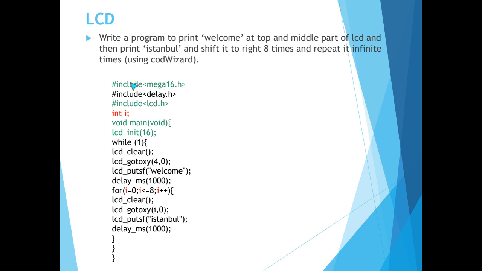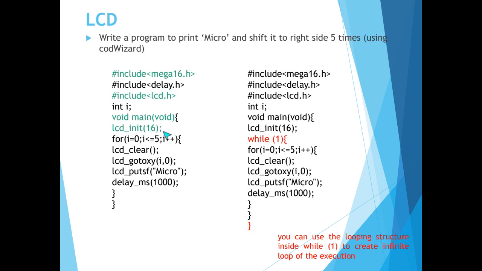And also because we are using a delay in our code, the delay library should be added to our code. And also we will have one main function, which is a void type main function. We should have the initializing of the LCD, as you see here. We initialize it. All of this part is the same as the previous code that we wrote here.